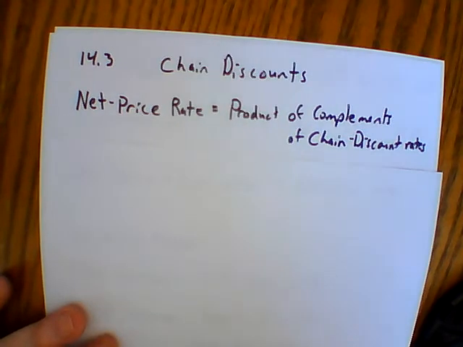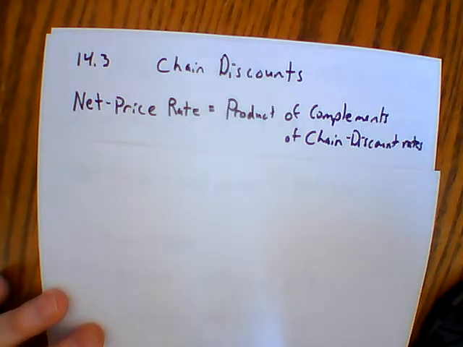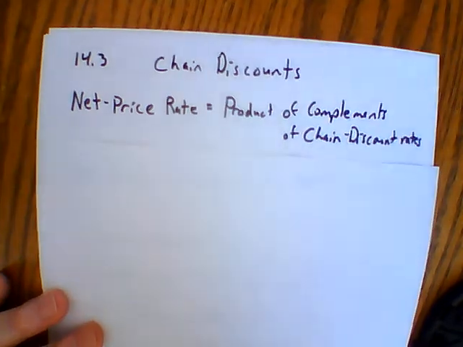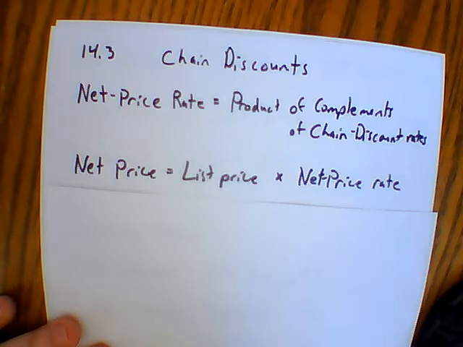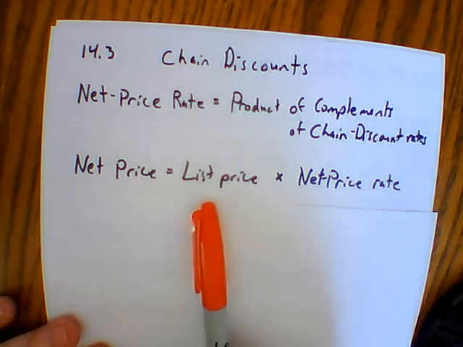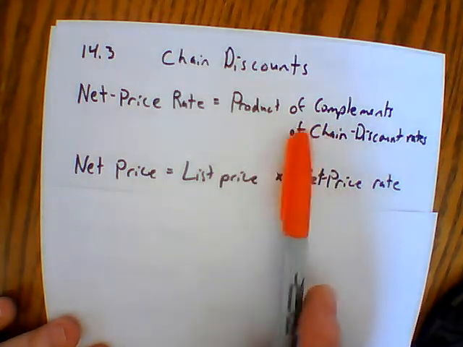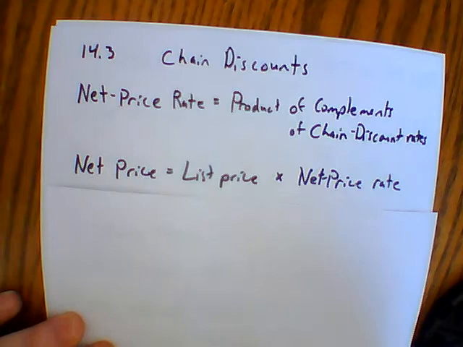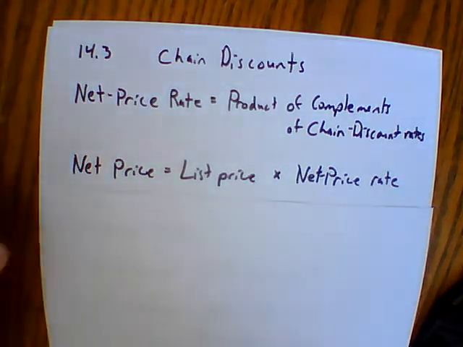The net price rate is going to be the product of the complements of the chain discount rates. This means we have to find the complement, or 100% minus our percent off. The net price, or what we would be paying, is the list price times the product of all our complements. Once again, this works for the complement, not the discount rate.